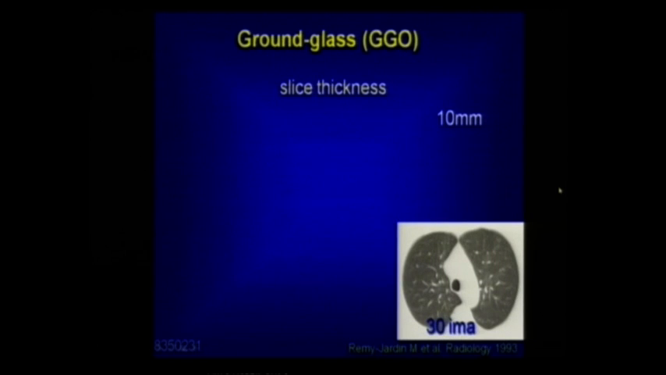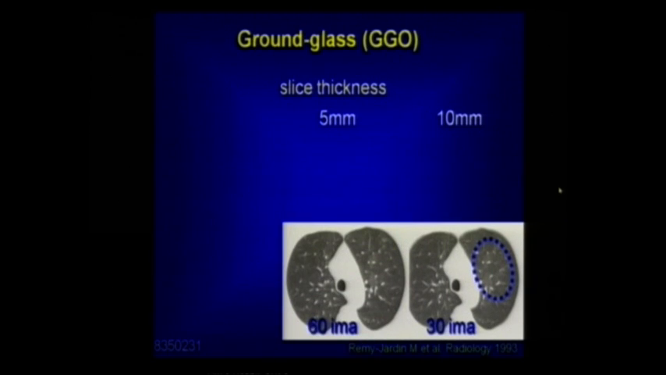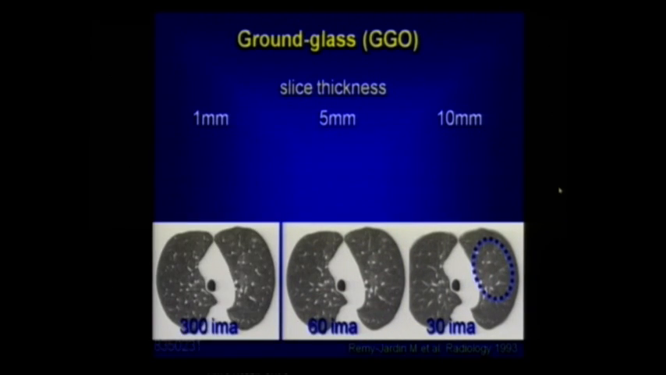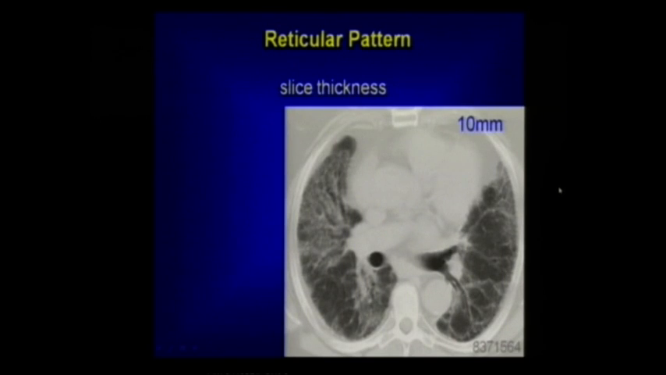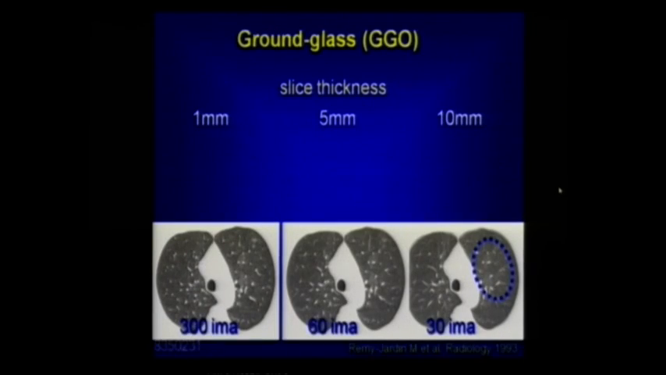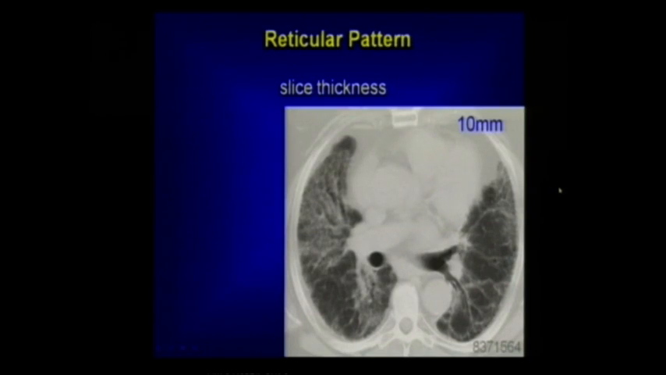And also look at these pictures, 10 mm, not very clear, 5 mm, 2 mm or 1 mm. At 1 mm you are identifying the ground glass pattern much better. Or look at this one. So, reticular pattern, and again there are problems with the reticular pattern also. Sometimes reticular patterns are not very simple.